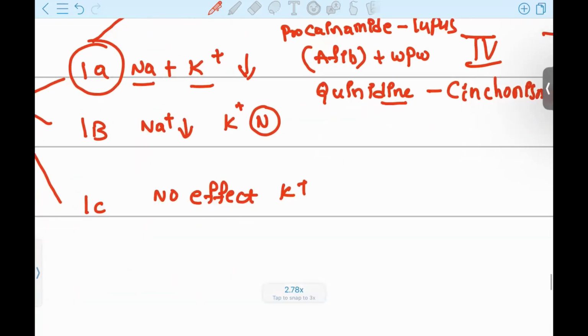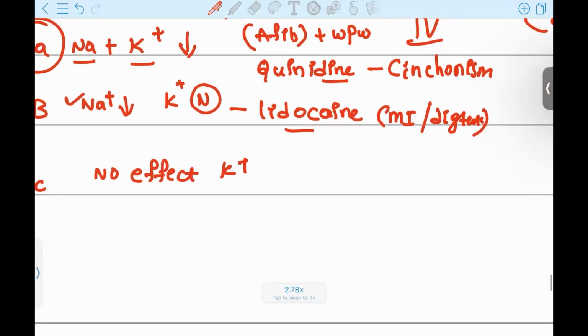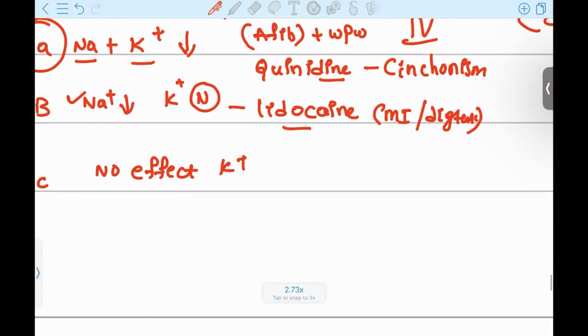In 1B, the only drug that is more famously used is lidocaine. Lidocaine will block the sodium channel, right? It is used as a local anesthetic also. It can also be used for patients suffering from MI or digitalis toxicity. Digitalis toxicity also we can use lidocaine. And the side effects seen with lidocaine are the same as those seen with anesthesia.